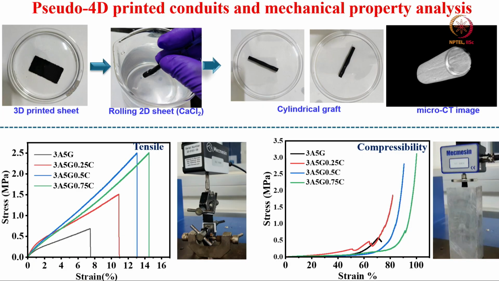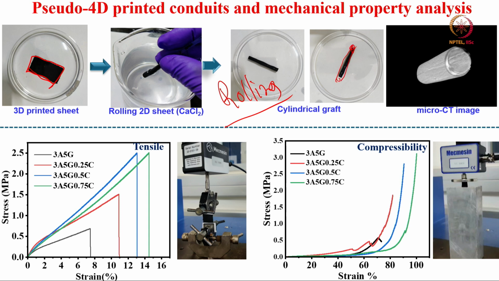This is how this pseudo 4D printed scaffold works. You start with this 3D printed sheet, then you put it in the calcium chloride solution, and in this calcium chloride solution you can see that it undergoes rolling, spontaneously building this kind of rolled cylindrical conduit.